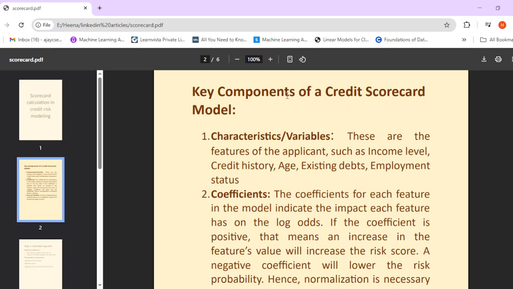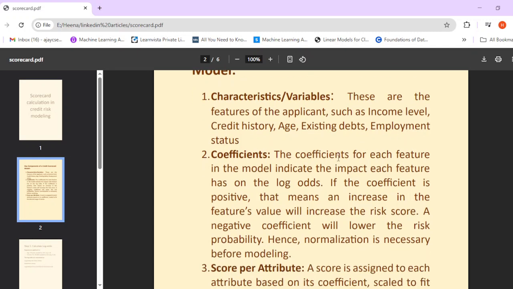So there are certain components of a credit scorecard model. First of all, it includes all the characteristics or the variables, such as the income level, the credit history, age, any existing debts, employment status of the person, apart from that demographic details, employment details. All these details are getting captured. And then what we calculate is the coefficient. So the coefficient for each feature in the model is indicated. The coefficient will indicate how much impact that feature has on the final prediction.